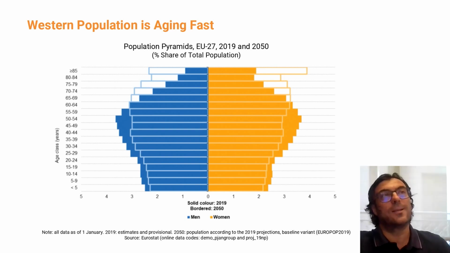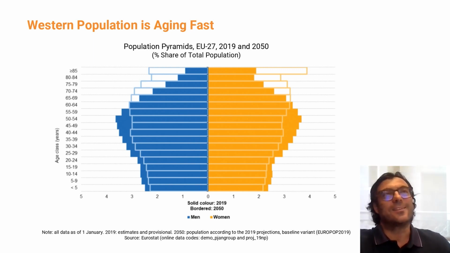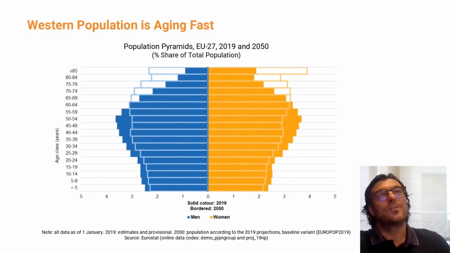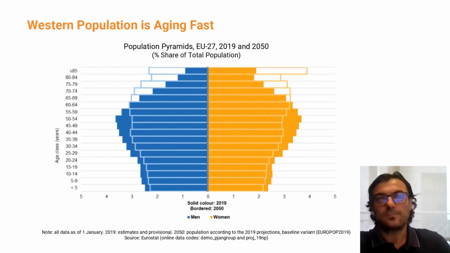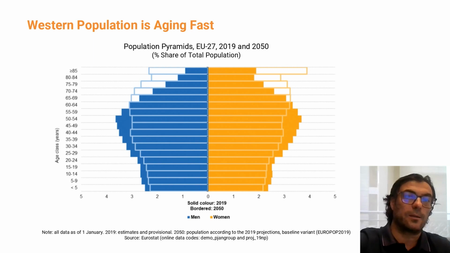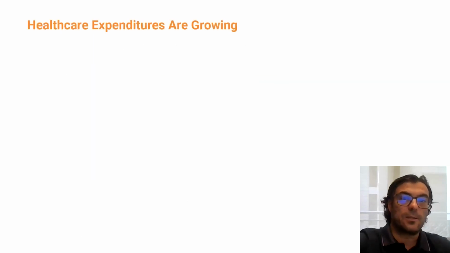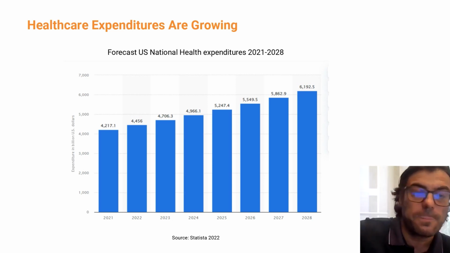And also you can see that the life expectancy of women is larger. So there will be more elderly women than elderly men in 2050. Now, if the population is going in that direction, essentially the healthcare spending is going to increase.